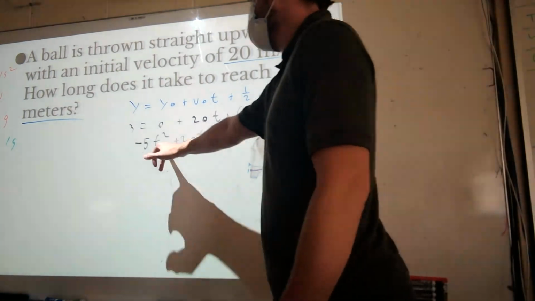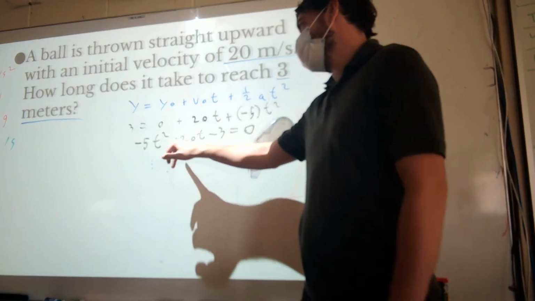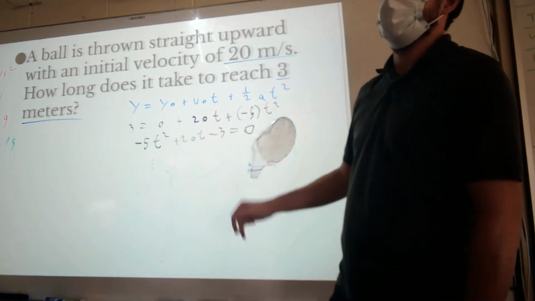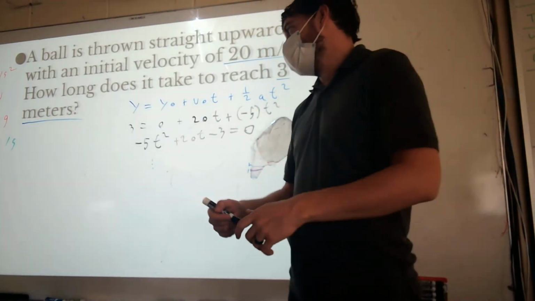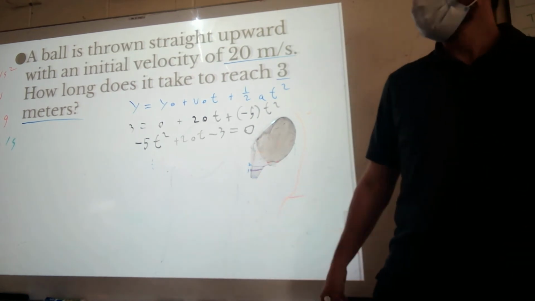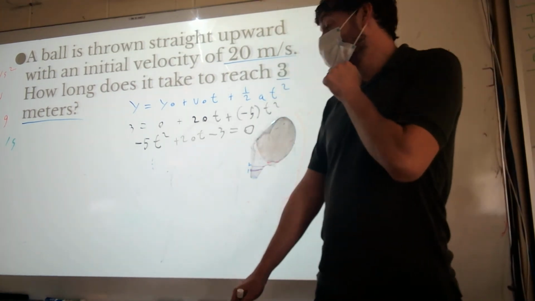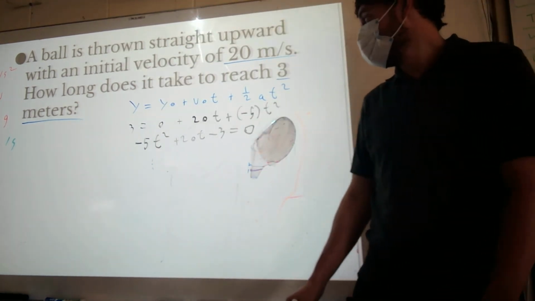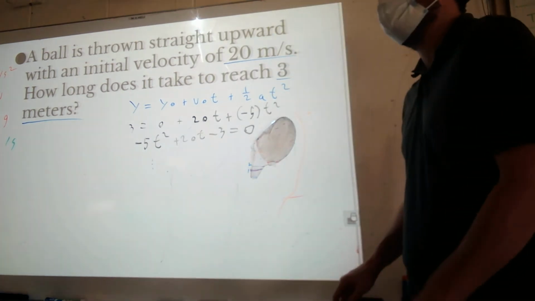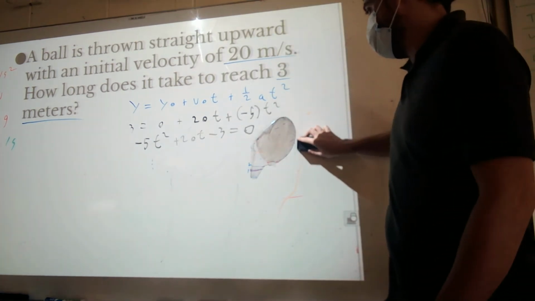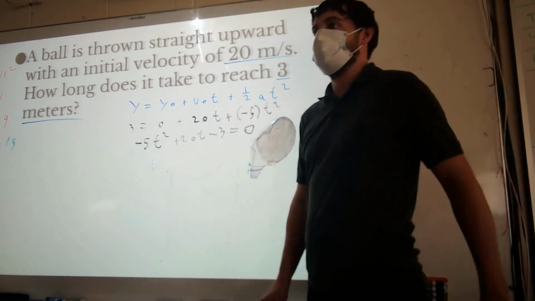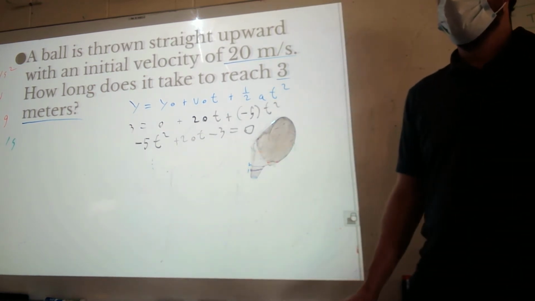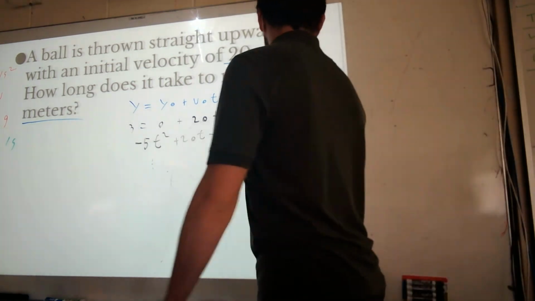If you switch the t's for x's, you'd have negative 5x squared plus 20x minus 3. It's a degree 2 polynomial. So you could try factoring, but factoring won't work because you're going to get a decimal. Unless you're a real math whiz, you probably can't factor. What's the other method you have to solve one if you can't factor? Quadratic formula.